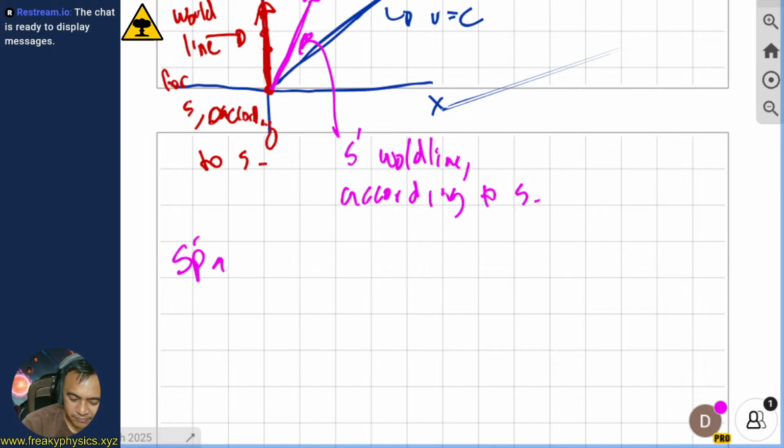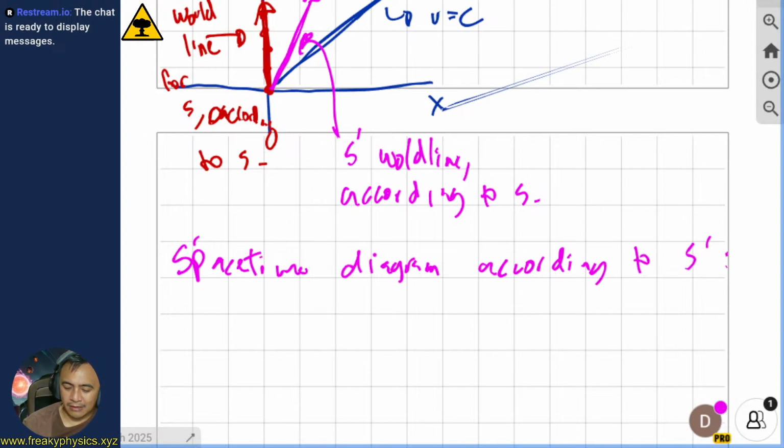Let's do it again. Space-time diagram according to S prime. Now, according to S prime, and here's the weird thing, don't worry too much about it. It's going to make sense once we actually turn it into something we're more familiar with. But now, we're not going to look at something familiar. We're just going to look at what this says here. So that's going to be the world line of S prime, right?